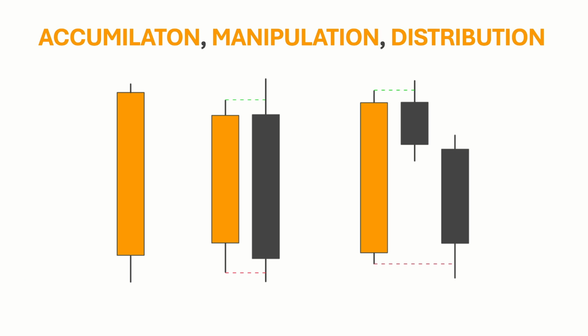Now we are going to talk about the power of three: accumulation, manipulation, and distribution. And how does this link back to the candle range theory?